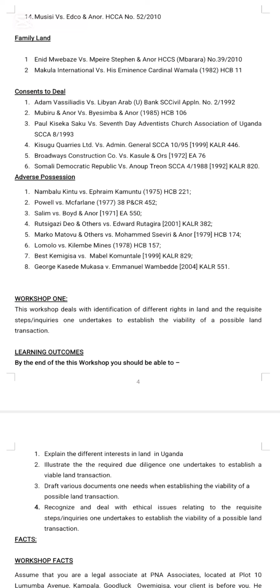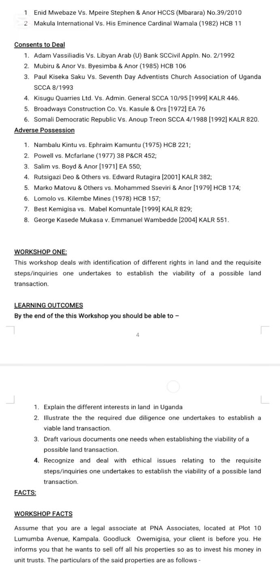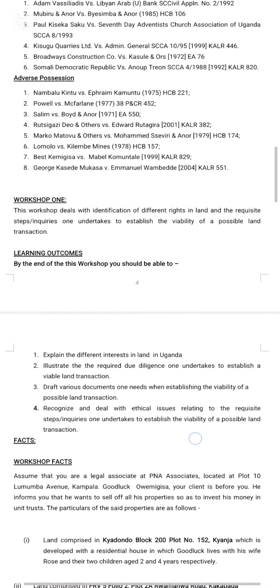Then consents to deal. So when you want to buy land, you must acquire the necessary consents. It could be from joint tenants, it could be from spouses, all those consents, or maybe from other tenants. Then we shall look at adverse possession. Basically, adverse possession, as you can see in the case of Salim versus Boyed, and also Namburu Chintu versus Ephraim Kamuntu: if you have stayed on land for more than 12 years and challenged it, then you can proceed and apply under the RTA, and then you can be given a certificate of title. That's what we call adverse possession, if you have been on the land and challenged it for more than 12 years. So basically, that was the introduction.